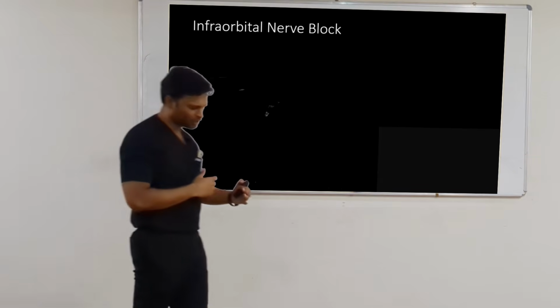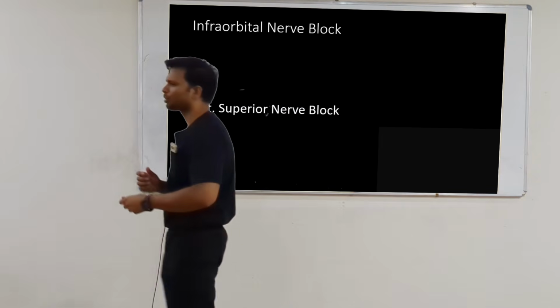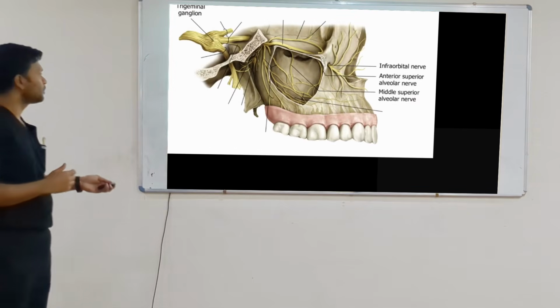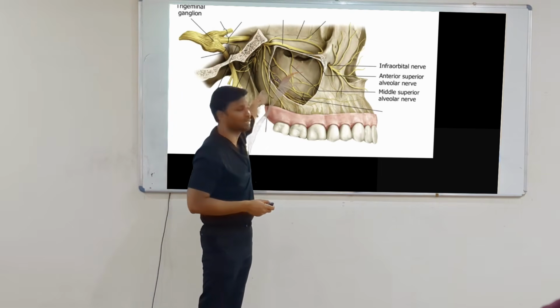Now we come to an important nerve block, that is infraorbital nerve block. So it is also called as anterior superior alveolar nerve block. So let's talk about the branches. This is the infraorbital nerve in the infraorbital canal.